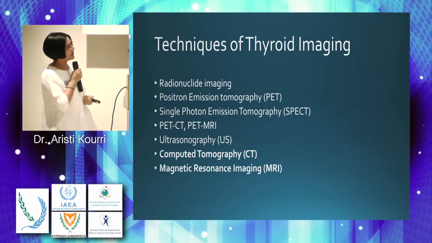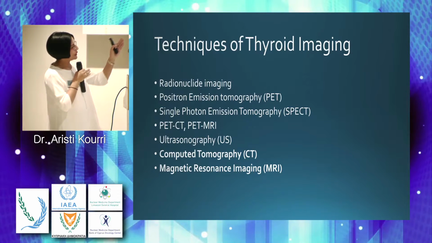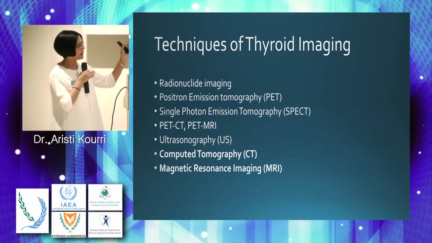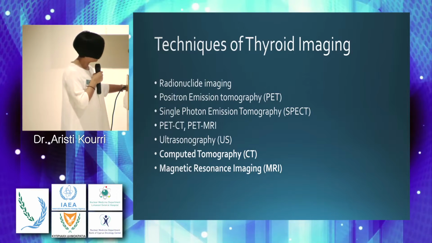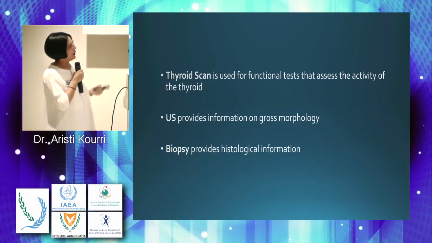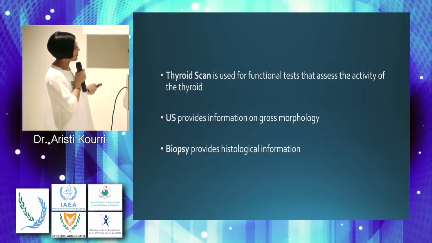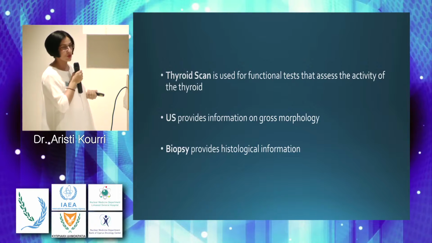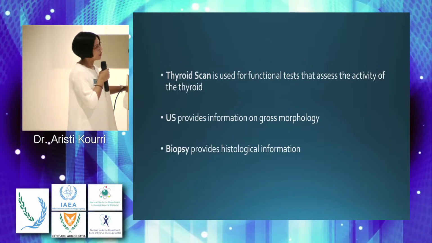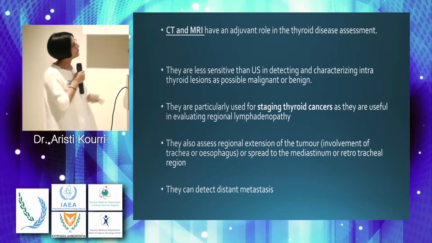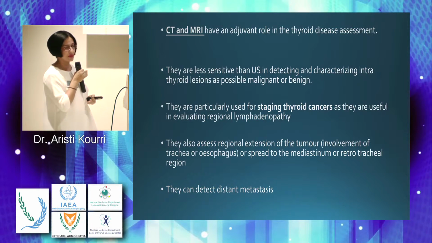The techniques for thyroid imaging, we have a number of techniques. I'm just going to talk about computed tomography and magnetic resonance, the MRI of the thyroid, because all the others will be covered by other lecturers. In general, thyroid scan is used for functional tests that assess the activity of the thyroid. Ultrasound provides information on gross morphology, and biopsy provides histological information. CT and MRI have an adjuvant role in the thyroid disease assessment.